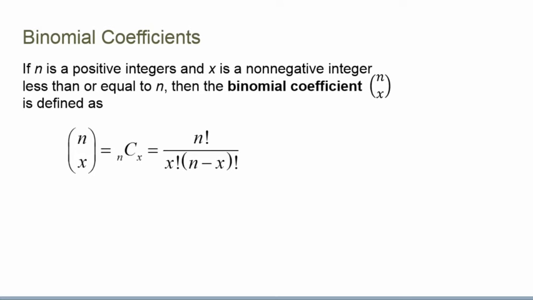Binomial coefficients. If n is a positive integer and x is a non-negative integer less than or equal to n, then the binomial coefficient n over x in parentheses is defined as n over x, which equals nCx, which equals n factorial divided by x factorial times n minus x factorial. The notation n over x in parentheses is just another way to write the combination of n choose x.